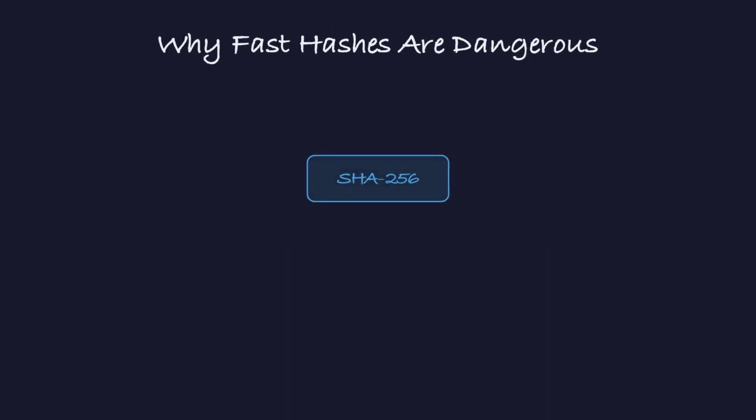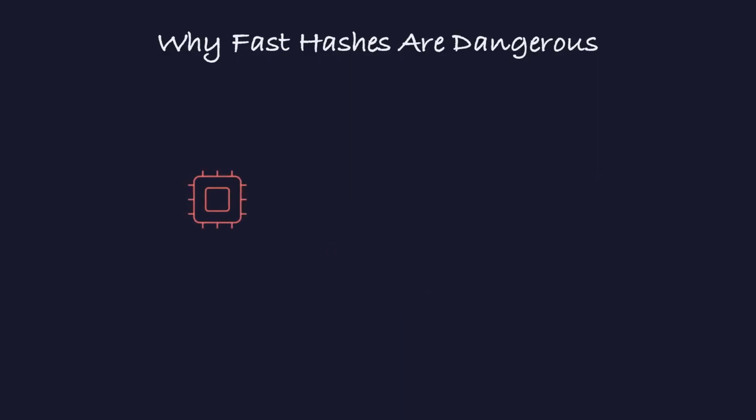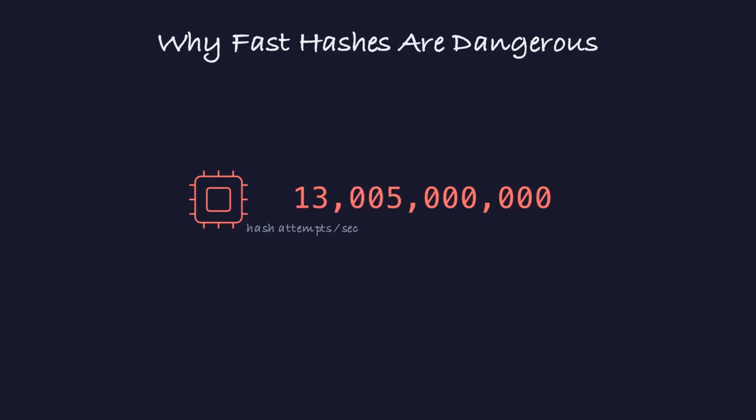Here's the counterintuitive part. You might reach for a well-known hash like SHA-256. Cryptographically secure, battle-tested, perfect, right? Wrong. SHA-256 is fast, deliberately fast, built for verifying files and signatures. Modern GPUs hit billions of evaluations per second. And that speed is a catastrophe for passwords. Even salted, an attacker can take one hash and try billions of guesses per second against it.